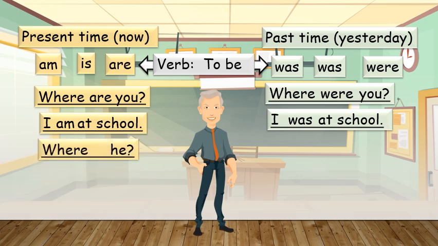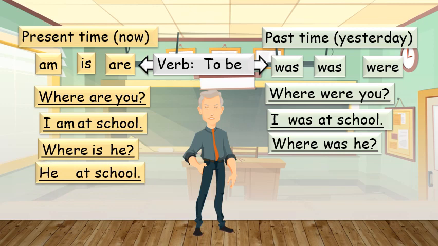Present tense, where is he? Past tense, where was he? Present tense, he is at school. Past tense, he was at school.